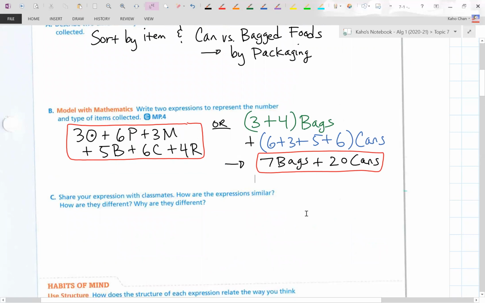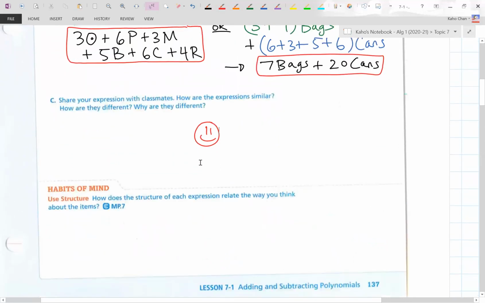Hey, share your expression with classmates. How are the expressions similar? Okay, we can skip that. Question at the bottom, how does the structure of each expression relate the way you think about the items? Well, we do this as human beings. We order things and we sort items. All right, next page. That wasn't too bad of an opener.